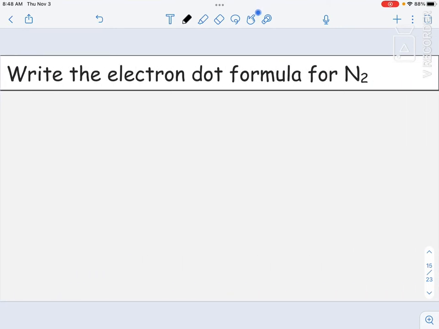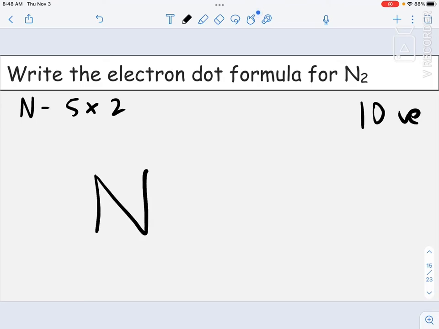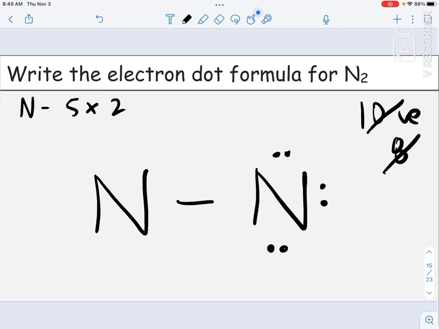Moving on to N2, nitrogen has 5 valence electrons, but there's 2 of them for a total of 10 valence electrons. Go ahead and match them up, N, bond them together, you get 8 valence electrons left, okay? I'm gonna start with my left nitrogen, give it an octet for 6. I used 6 valence electrons. I have 2 left. I'm going to put the remaining ones on the left-hand nitrogen.